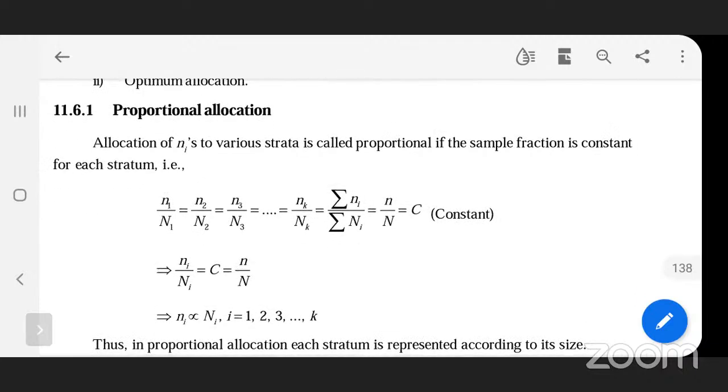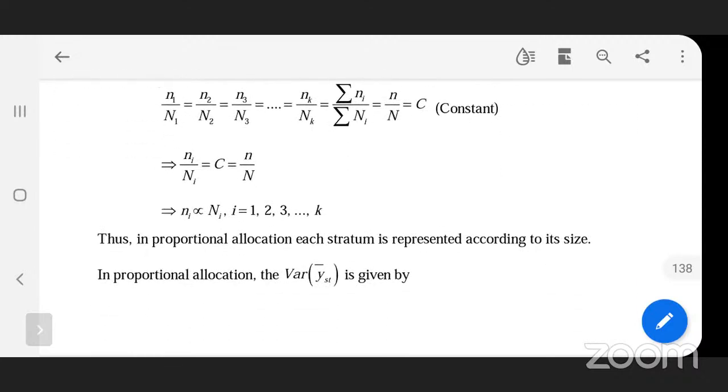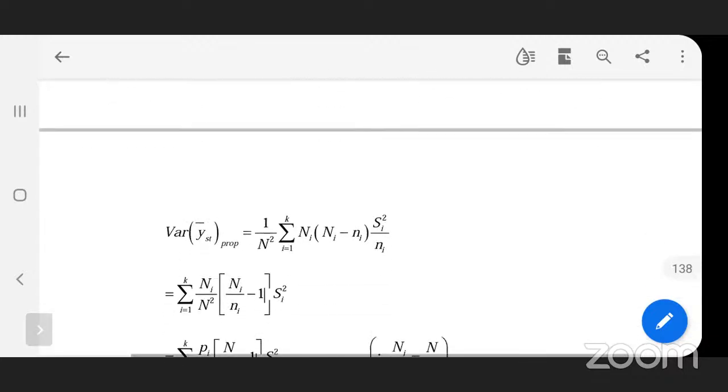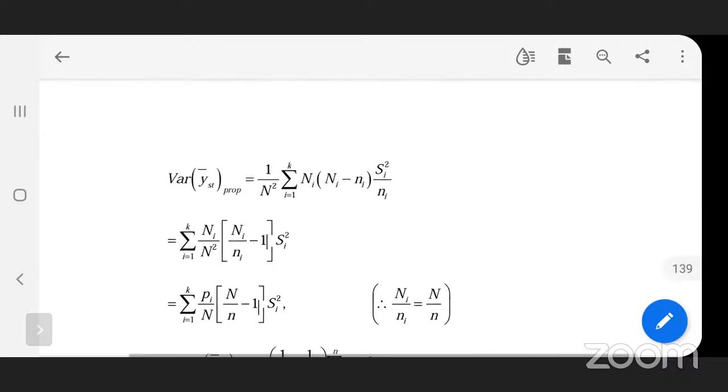So if I take ni by capital Ni equal to C, that is n by capital N, so that ni is directly proportional to capital Ni. So if I apply proportional allocation, the variance of ȳst equal to 1 by capital N square summation Ni into capital Ni minus ni into Si square by ni. Next, it is a summation of Ni by N square into Ni minus ni by ni, small ni minus 1, into Si square.